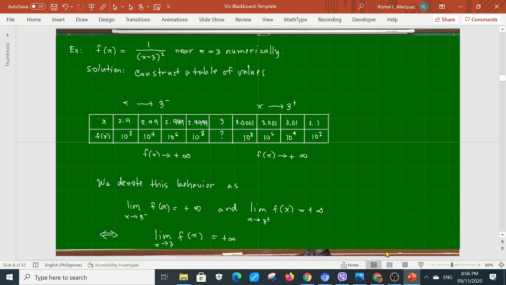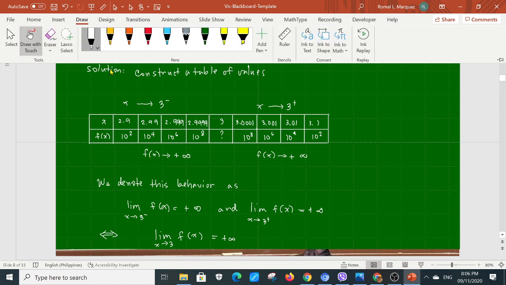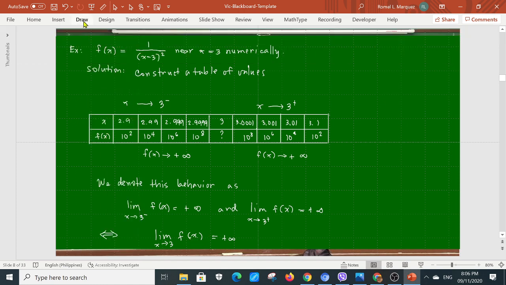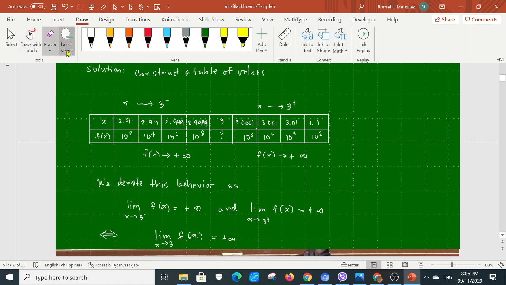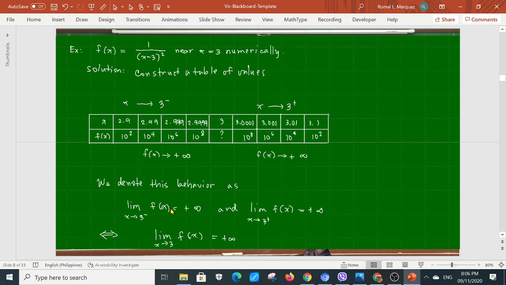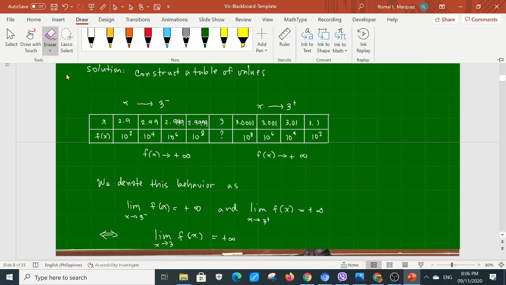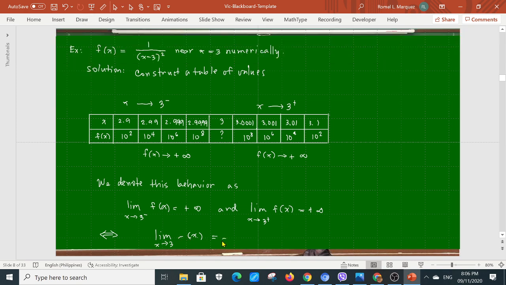Okay guys, if you want, you can write here the specific function. You write the specific function. Ay, what's happening? I can't erase. What is our f of x, guys?